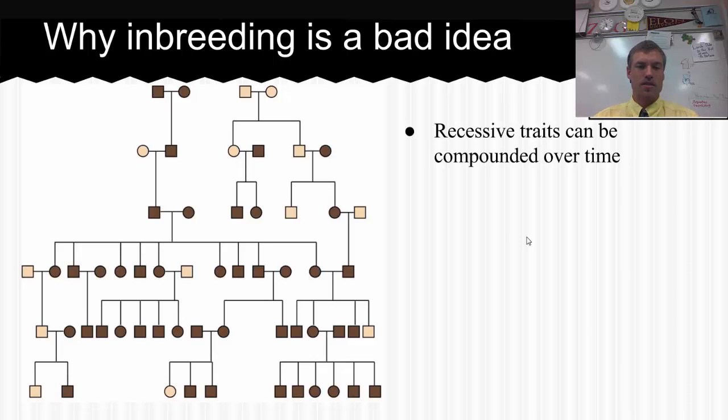A lot of times, recessive traits are what cause disease, because not necessarily most of the time, but a good portion of the time, recessive traits tend to have problems associated with them because we don't really see them a lot in the population. So that's the reason why inbreeding is a bad idea.